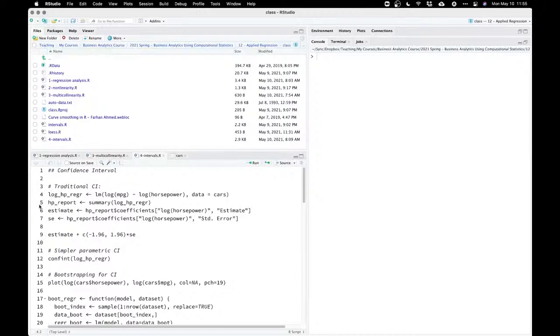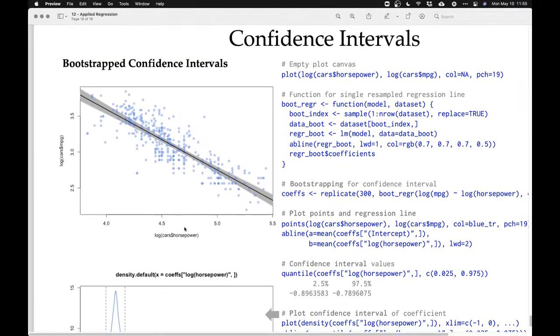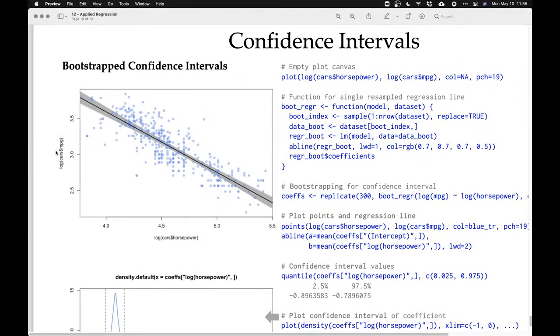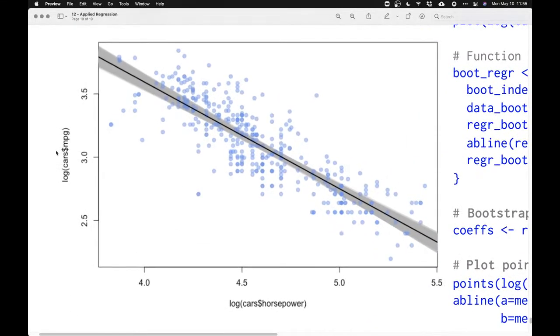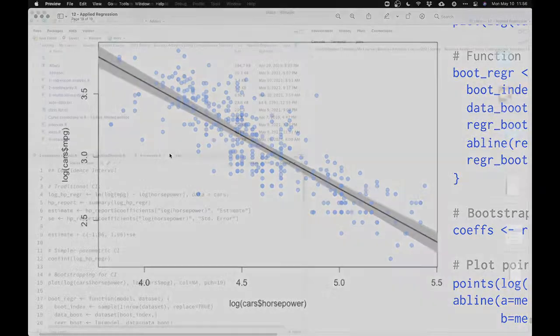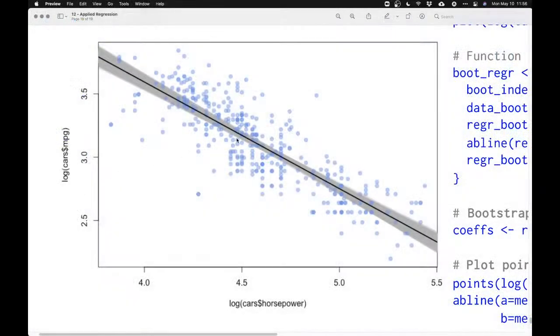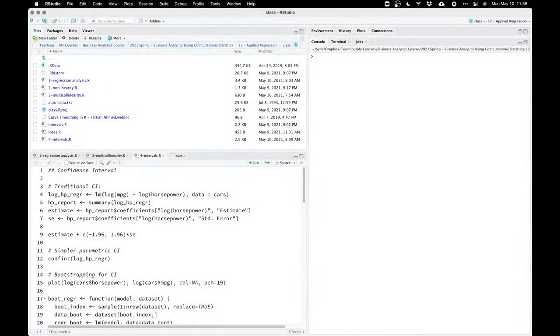All right. So remember, let's take this relationship between horsepower and miles per gallon, but we know it's a nonlinear relationship, so I'm going to take the log of both, okay? Log horsepower, log miles per gallon. And I know that there's a regression line, this dark line, between log horsepower and log miles per gallon. Let's say I want to know the confidence interval of this coefficient.